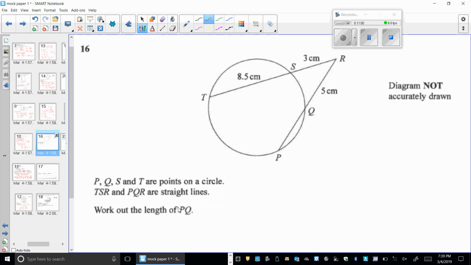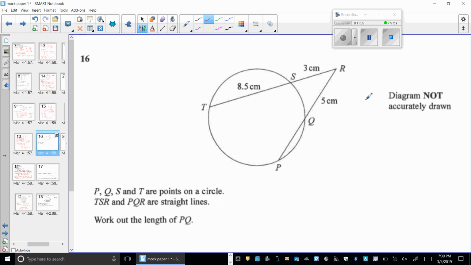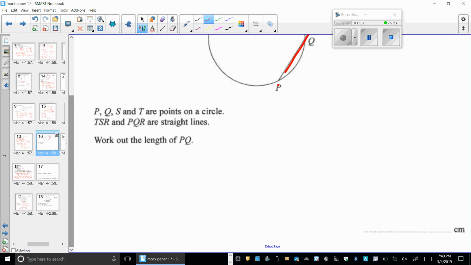Right, work out PQ. This is one of those rules about intersecting chords. So this whole length multiplied by 3 is equal to this whole length multiplied by 5.